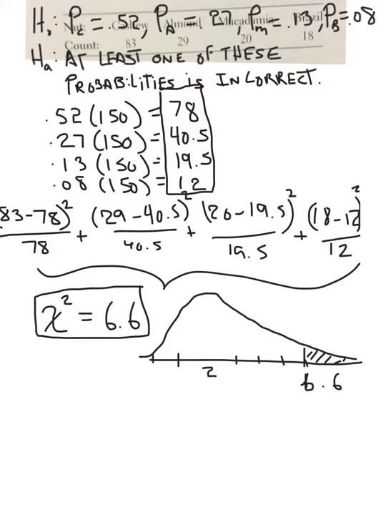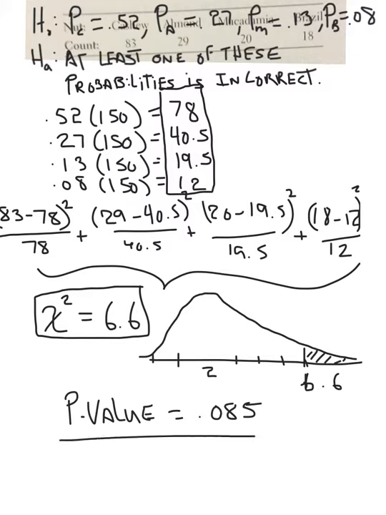So our p-value is going to be 0.085. Okay, what do we do with that? Well, that's bigger than our alpha level since it's not stated. We're going to say it's 0.05. It's bigger than that, so we fail to reject.